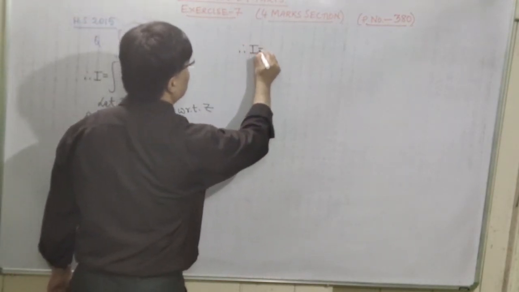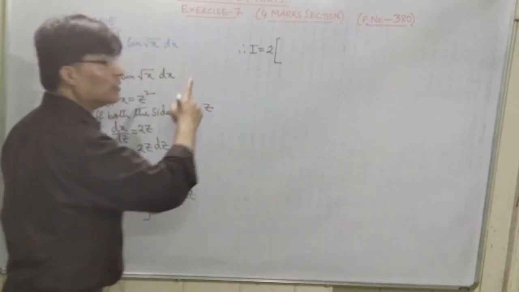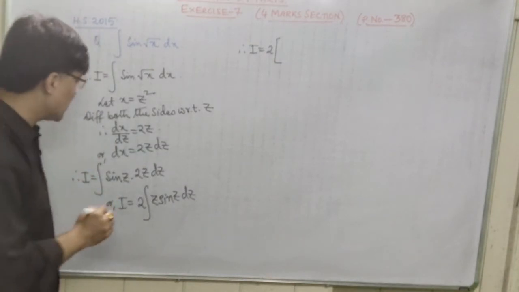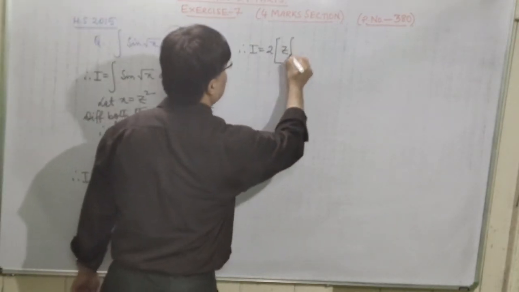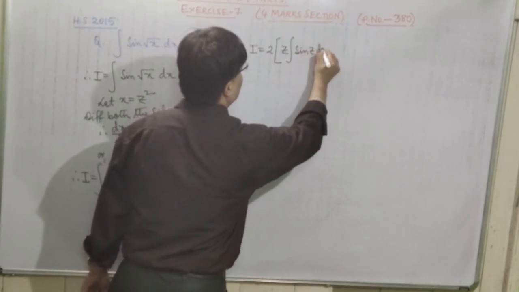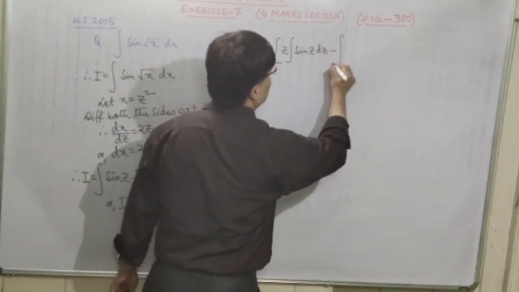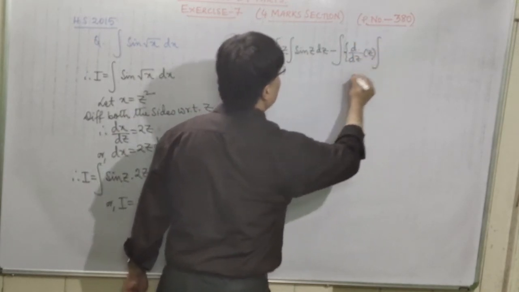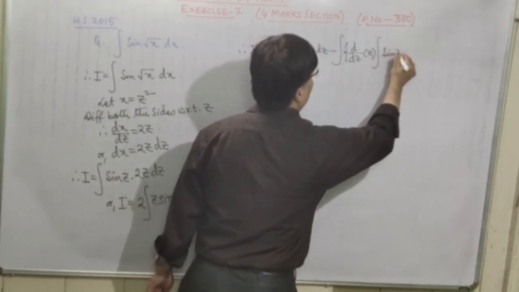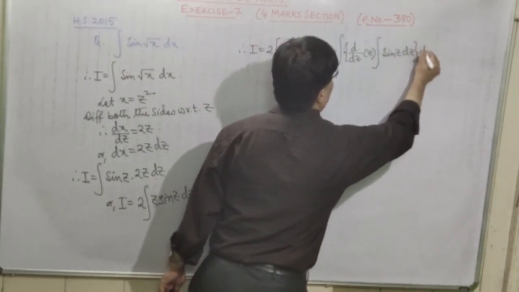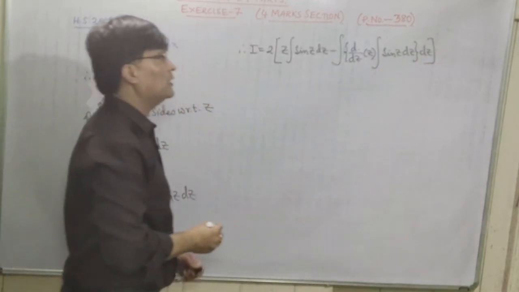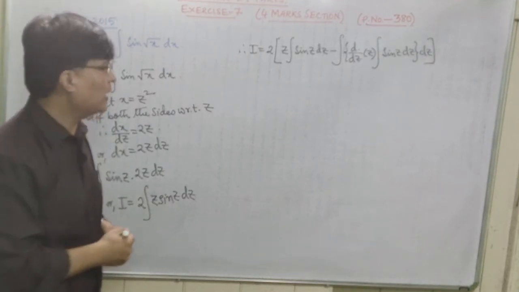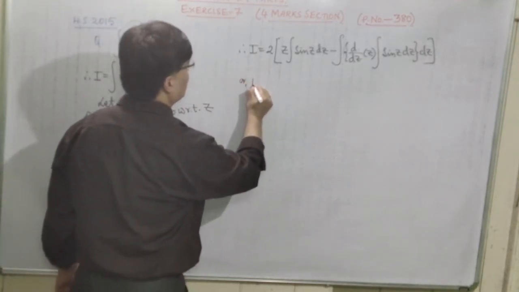So therefore I is equal to 2, which is constant. Within the third bracket you have to use integration by parts. Here z is the first function, that is taken outside. That is z integration of sine z dz minus integration of the derivative of z, d/dz of z, times the integration of sine z dz, then the third bracket is closed. So we have integrated by parts. Let us simplify the expression within the third bracket.